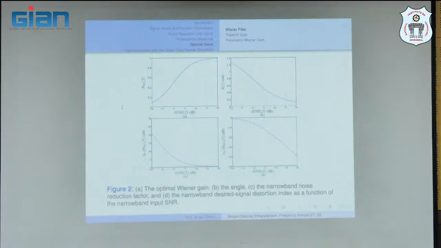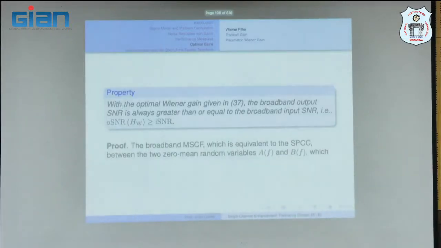Okay? And we can also plot the narrowband noise reduction factor as a function of the input SNR, and the distortion index as a function of the input SNR. See, when the input SNR increases, using the Wiener gain, the distortion decreases. And a nice property is that we obtain the Wiener gain based on the narrowband MSE.